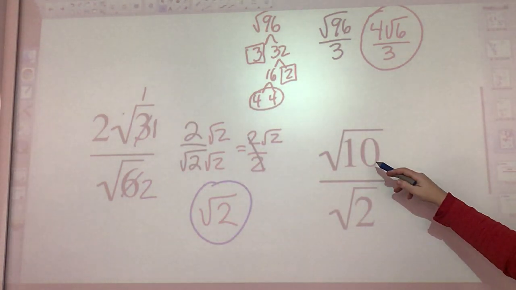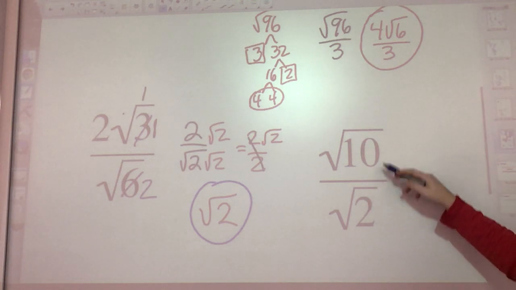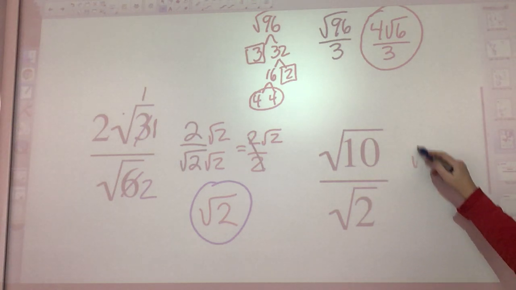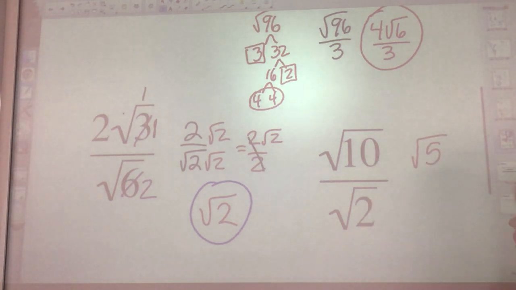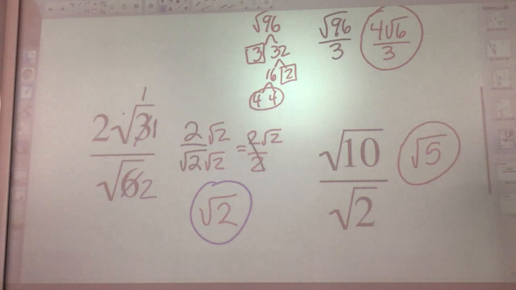And lastly, no, maybe not lastly, square root of 10 over square root of 2. 10 divided by 2 is 5. You can do that because they're both radicals. Your final answer is square root of 5 because it doesn't simplify and there was no denominator.